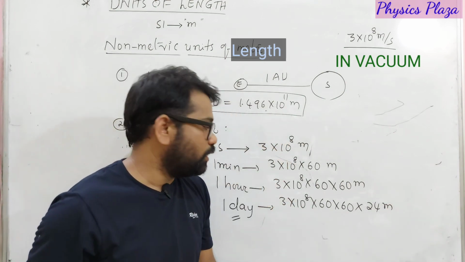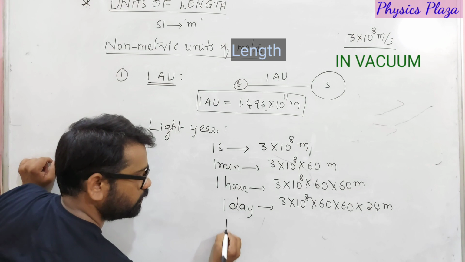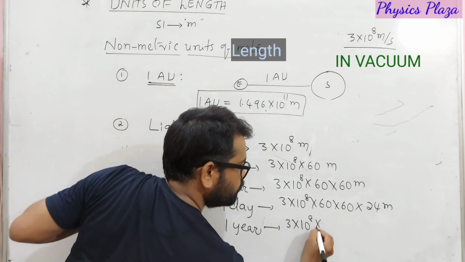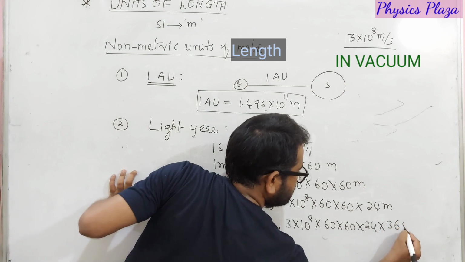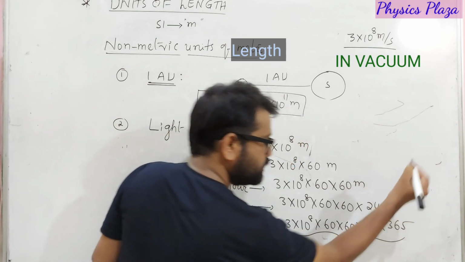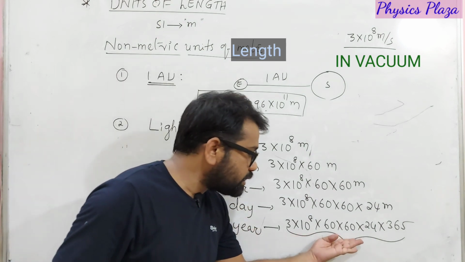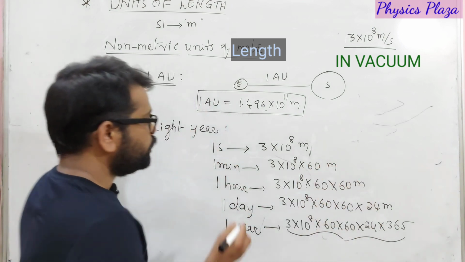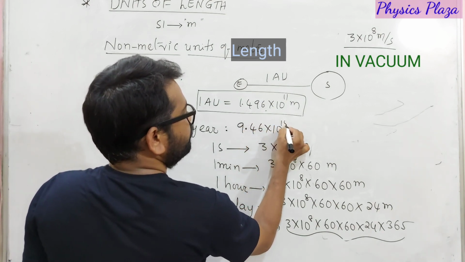Then what about 1 year? Do the multiplication with 365. In 1 year, dear children, it is 3 into 10 to the power of 8 into 60 into 60 into 24 into approximately 365. So dear children, this is the distance traveled by the light in 1 year through the vacuum. This distance is equivalent to the light year. If you simplify, you will get 9.46 into 10 to the power of 15 meters.